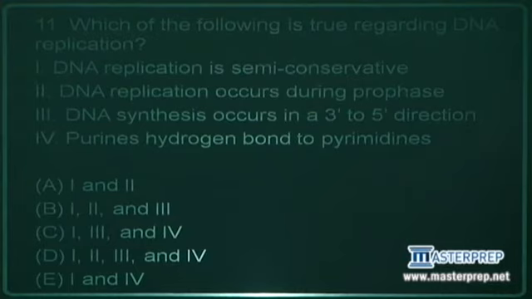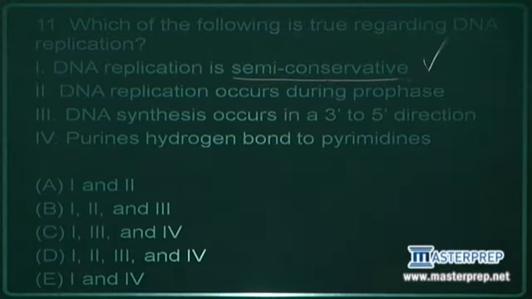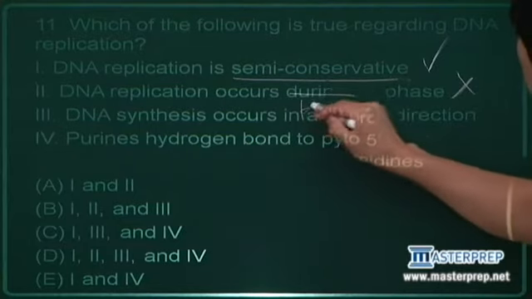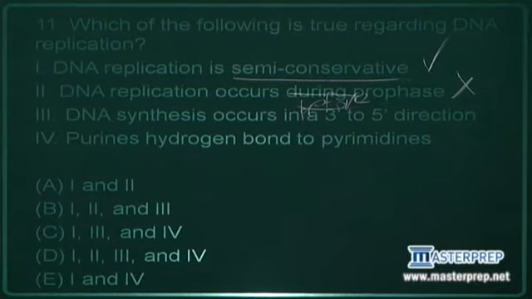Okay, number 11, which of the following is true regarding DNA replication? Okay, number 1, DNA replication is semi-conservative. Yes. Number 2, DNA replication occurs during prophase. No. Before prophase, right? It takes place during S phase of interphase. So number 3, DNA synthesis occurs in a 3' to 5' direction. Definitely not.